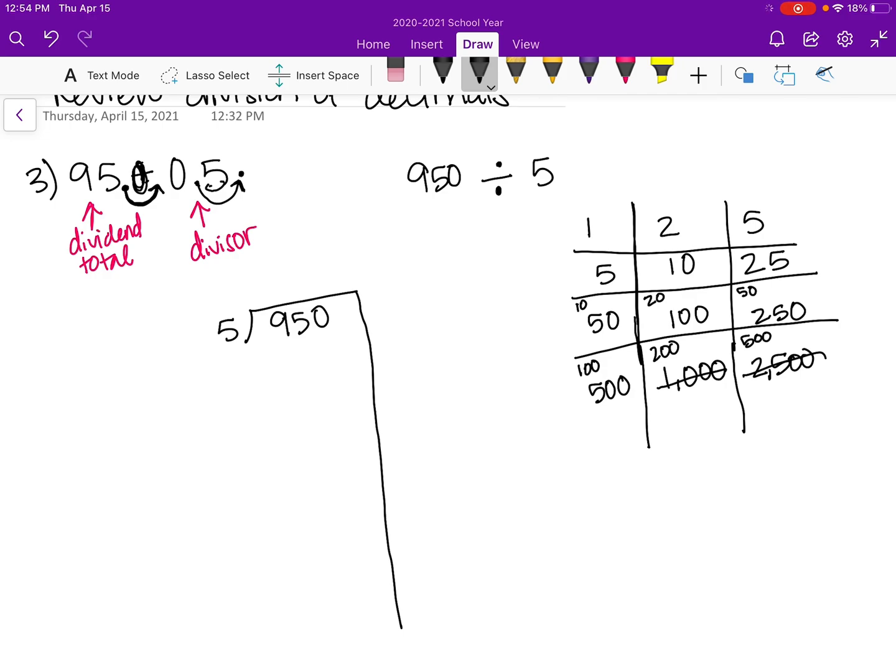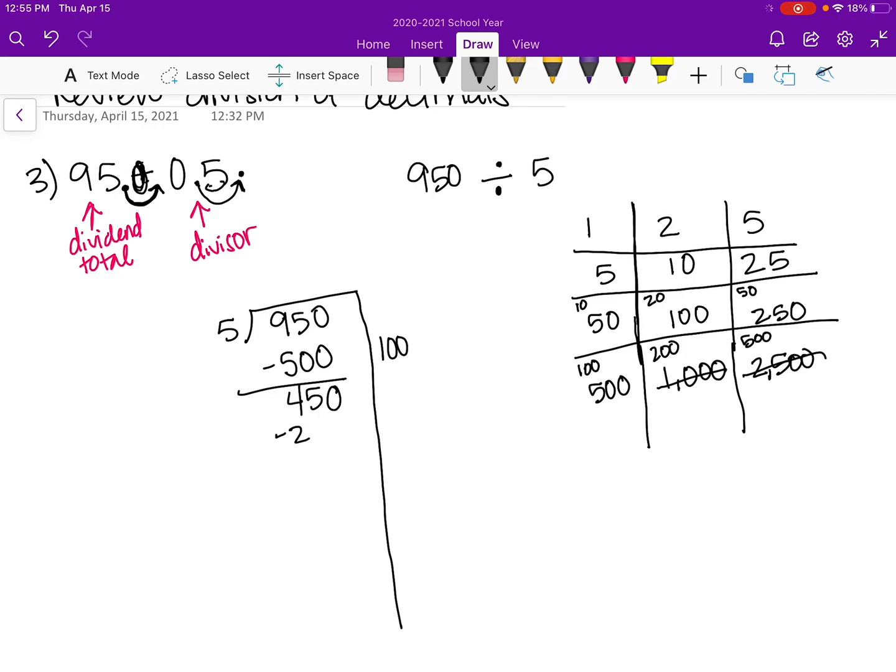So I'm going to take away 100 groups of 5. I'm going to put my 100 on the right side. That's the number of groups I've taken away. 100 times 5 is 500. I have that in my number bank, so conveniently. So now I'm going to subtract. 0 minus 0 is 0. 5 minus 0 is 5. And 9 minus 5 is 4. I have 450 left.